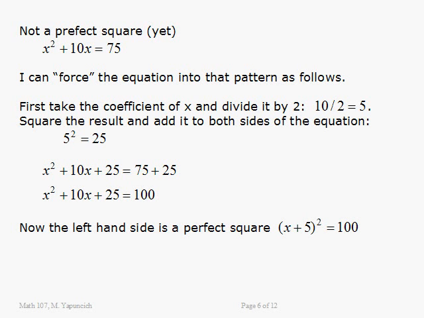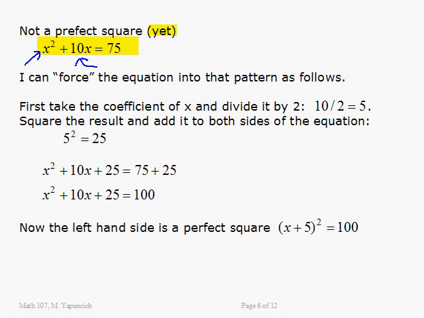But sometimes we start off with an expression like this, in which the left-hand side is not a perfect square yet. So we're going to force it to be a perfect square as follows. We'll use that pattern that we saw before. First, you need to have the coefficient of x squared be 1. If it isn't, you have to divide out the number. If there's a 2 there, divide by 2 or whatever. But here we just have the 1 there, so we're okay.